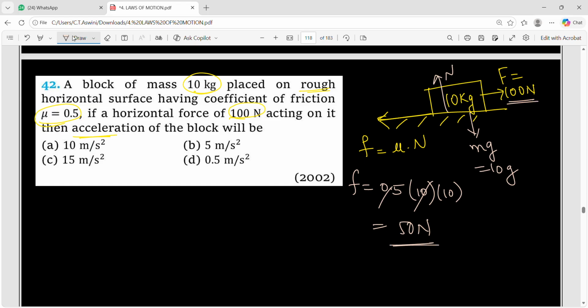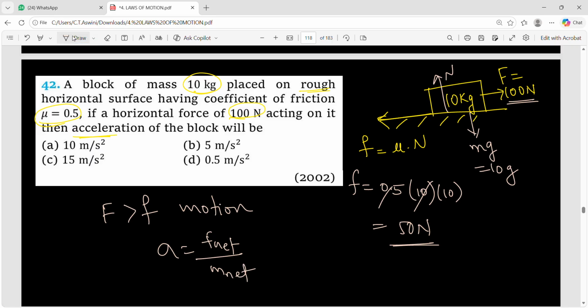So frictional force is 50 newtons and external force is 100 newtons. That means external force is more than the frictional force. Yes or no? Frictional force is 50, but external force is 100. That means the body will move. The body will be in motion now. So what is the acceleration? It is F net upon M net.